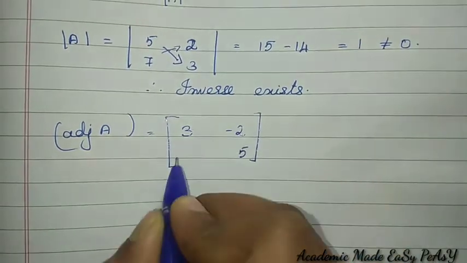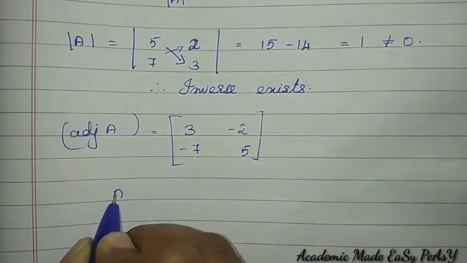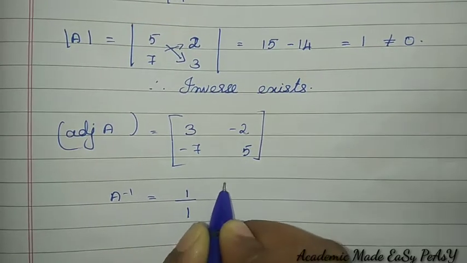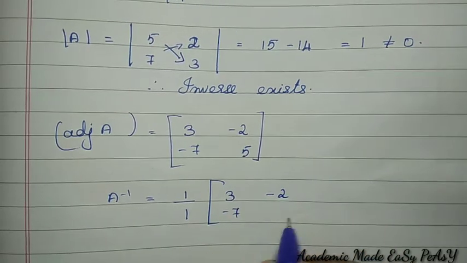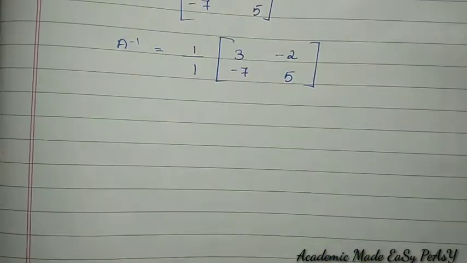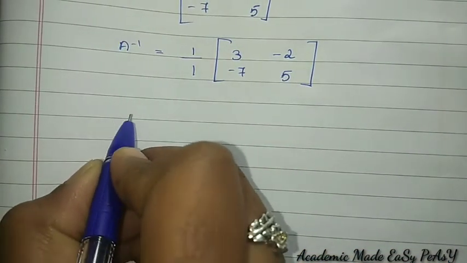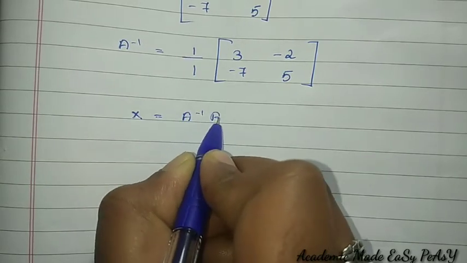So -2, -7. So my A inverse is equal to 1 by 1 into adjoint. So that is 3, -2, -7, 5. So this is my A inverse, and now I will start finding the answer, that is the solution. So X is equal to A inverse B.